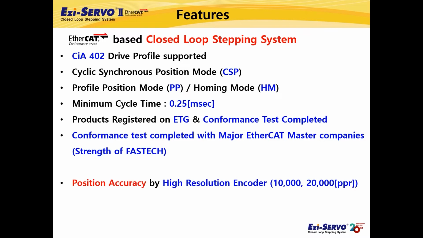Also, a high-resolution encoder is attached to enable precise position control. It depends on the motor size, but up to 20,000 ppr resolution encoders can be used.